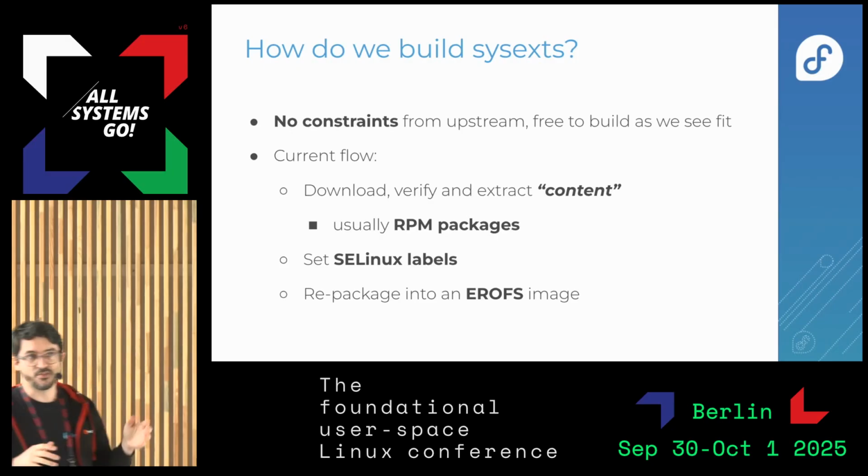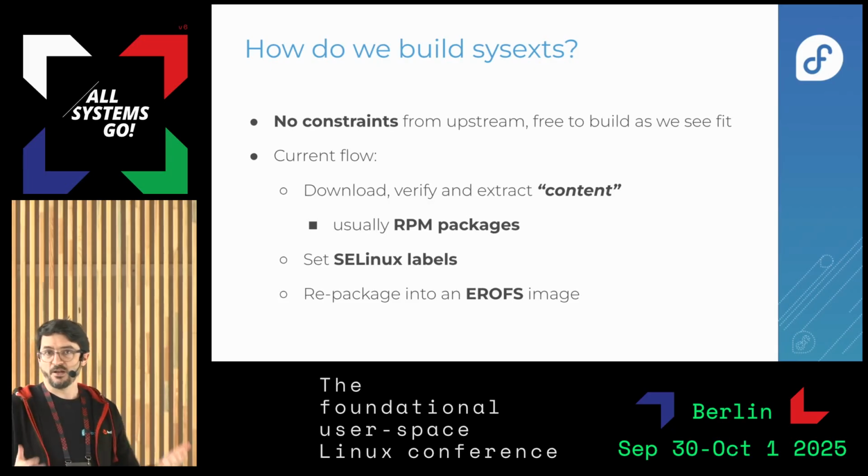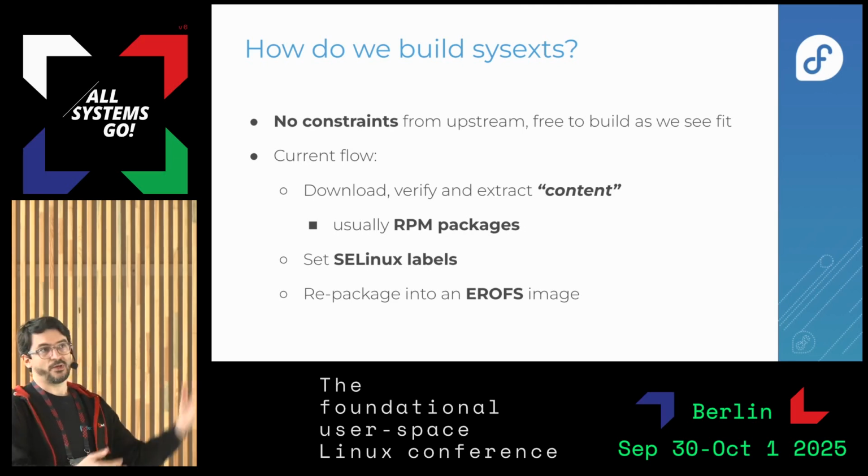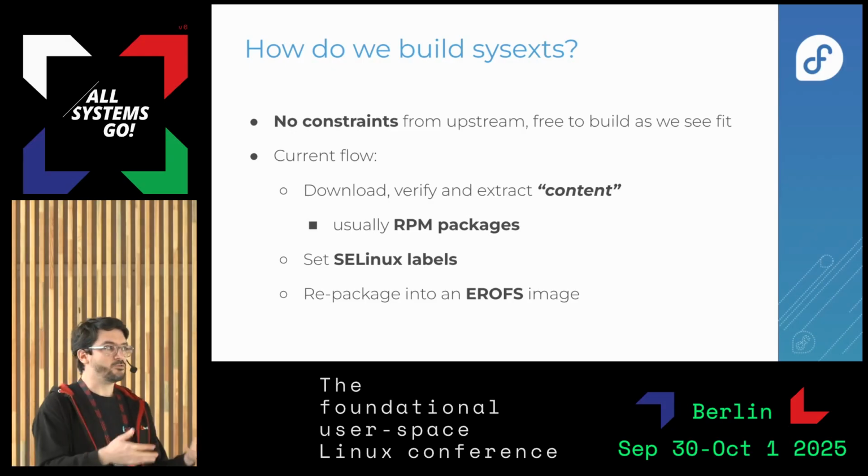We use EROFS images. We take the RPMs that are produced by Fedora, extract those into a folder, reset all of the SELinux labels so that they are correct, and then repackage that back into an EROFS image. And we distribute those EROFS images.